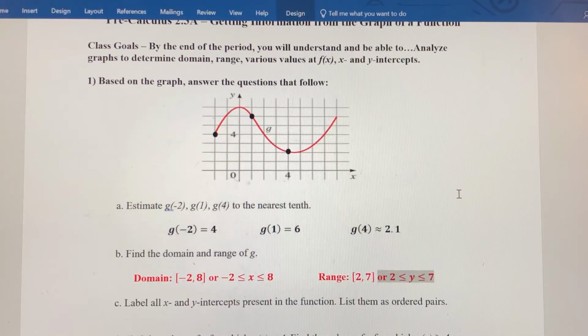In the inequality notation, notice here we're using y because range is the y value. You could also put g of x here if you want to, would be between 2 and 7 inclusive.